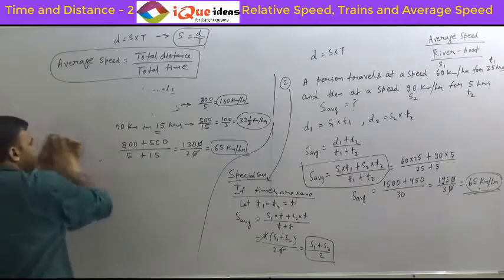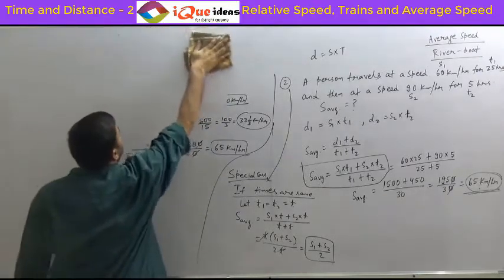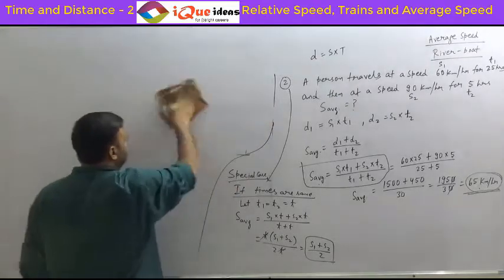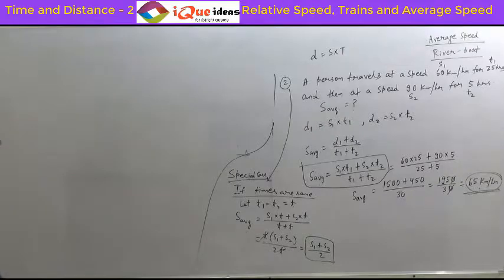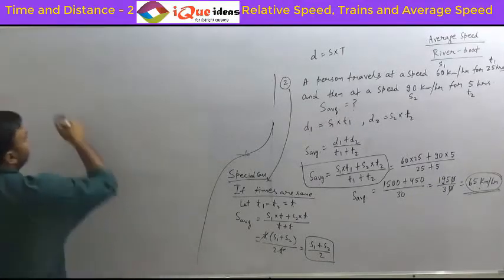Now, in the first case, we had taken distance and time. In the second case, the speeds and the times of different parts were given. Now, third case, in which, what is remaining? What combination is remaining? Distance and speed combination is remaining.